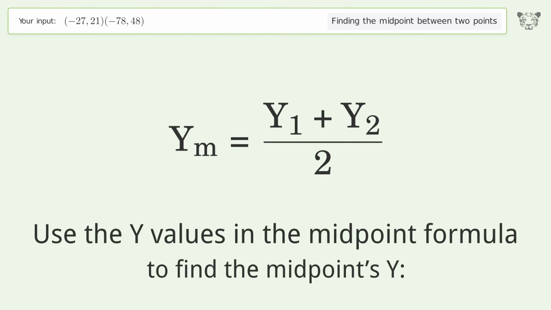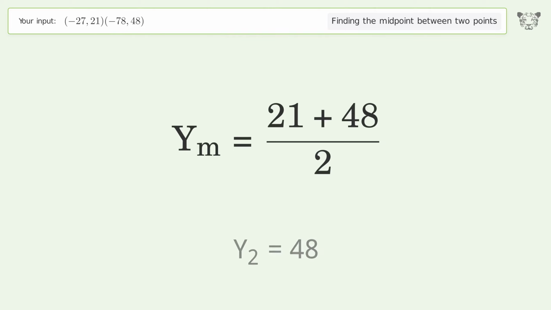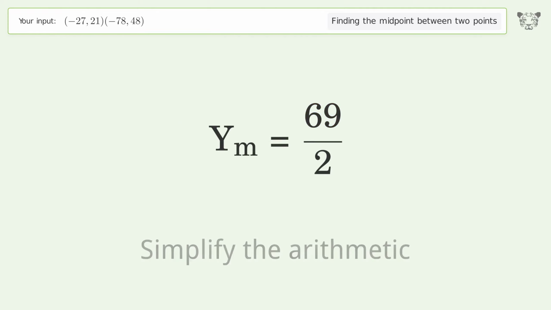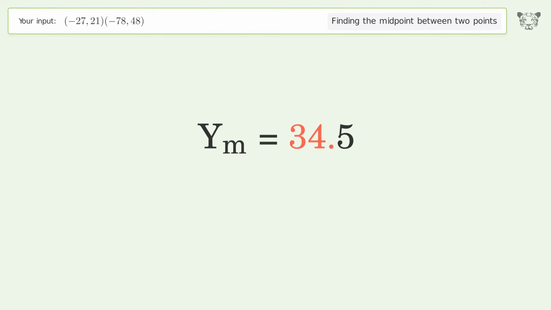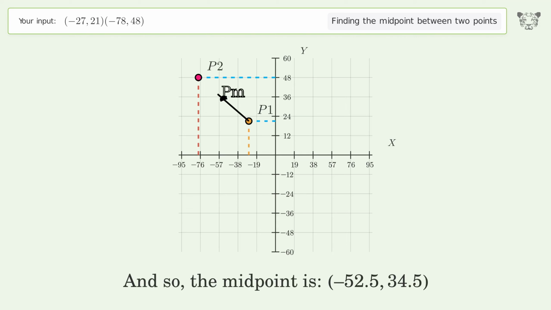Use the y values in the midpoint formula to find the midpoint's y. y1 equals 21. y2 equals 48. Simplify the arithmetic. And so, the midpoint is negative 52.5, 34.5.